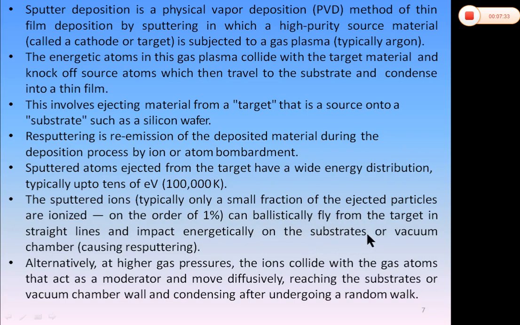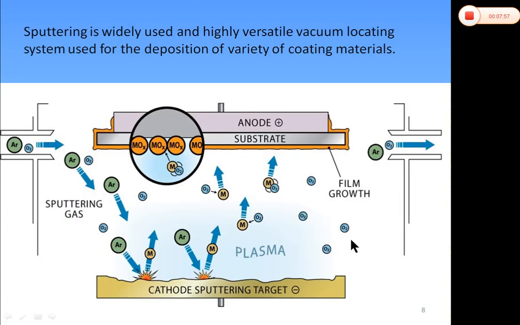What is substrate? The surface on which we have to deposit the film, or the vacuum chamber, causing free sputtering. Alternatively, at higher gas pressures, the ions collide with the gas atoms that act as moderator and move diffusively, reaching the substrate or vacuum chamber wall and condensing after undergoing a random walk.